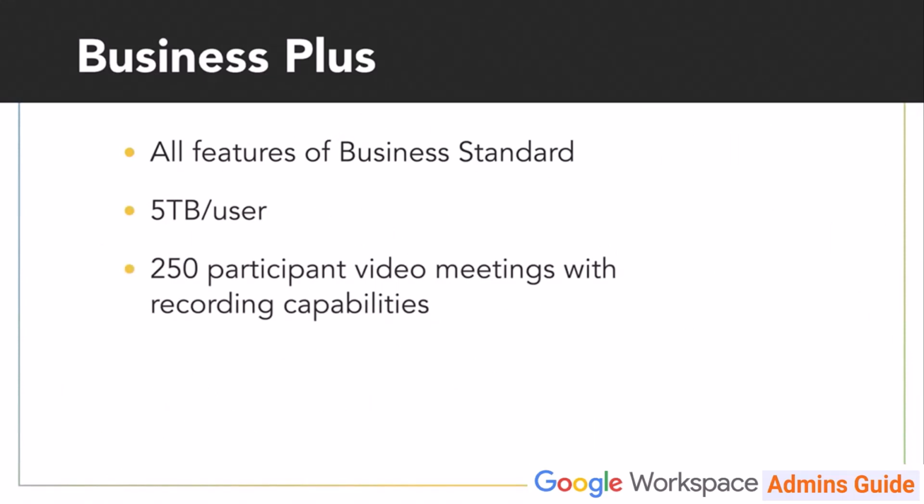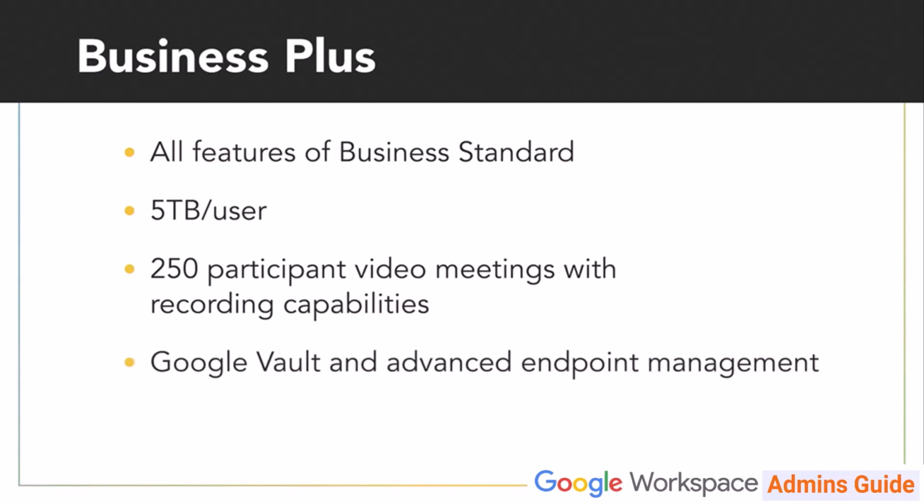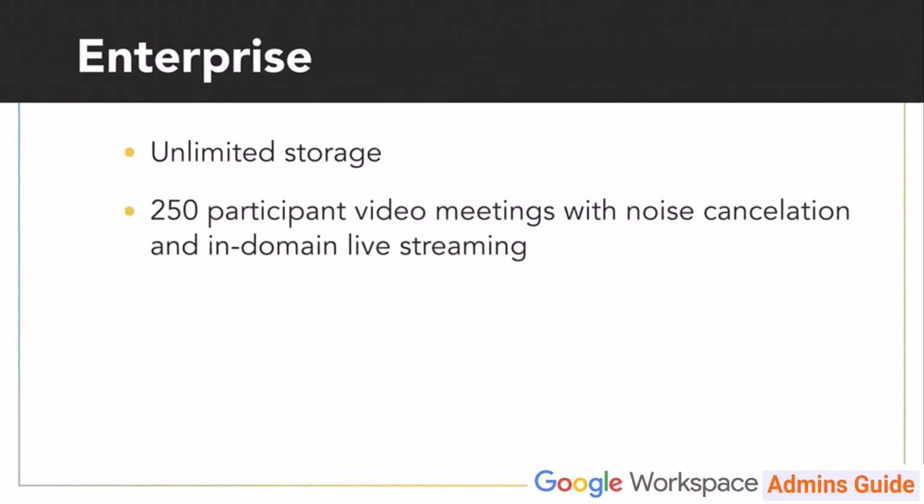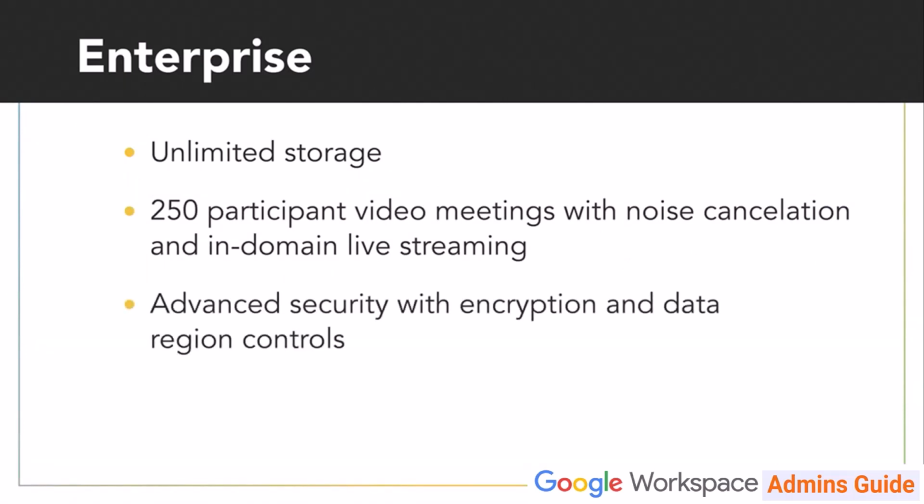Business Plus offers 5 terabytes of storage per user, and 250 participant video meetings with recording and attendance tracking. It also includes enhanced security and management controls, which include Google Vault and advanced endpoint management. Finally, Enterprise includes unlimited storage with video meeting capabilities that include noise cancellation and in-domain live streaming. Advanced security controls also include encryption, enterprise endpoint management, data region controls, and the highest level of priority.